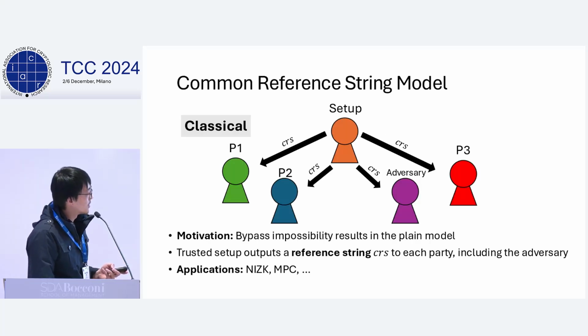As we know, most crypto primitives cannot be unconditionally secure in the plain model. To bypass these impossibilities, models with a trusted setup have been introduced. One example is the common reference string model, where the setup outputs a reference string to each party. It has many applications in NISIC, MPC, etc.